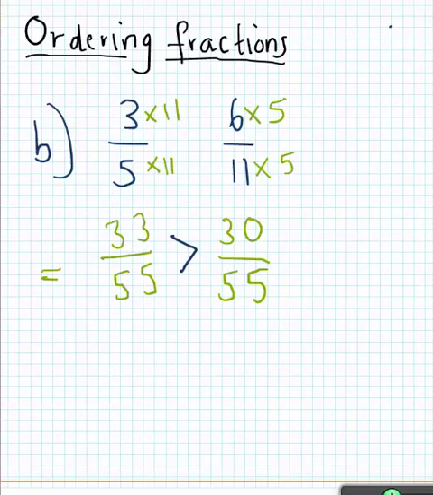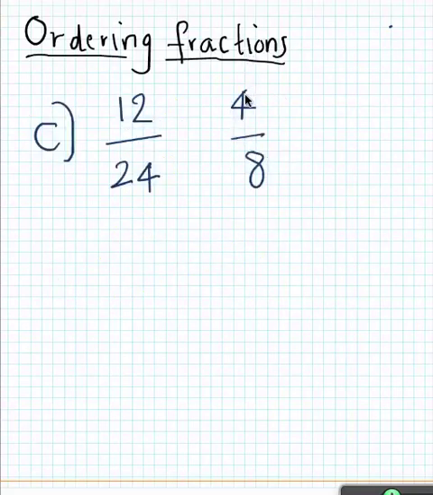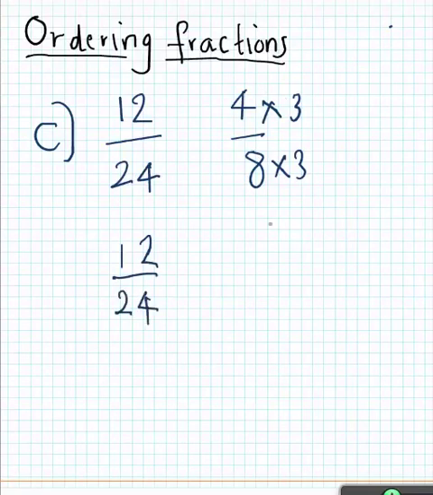Now, if we have a look at these two fractions, once again, we have to order them, and we need them to have the same denominator. To do this, we don't have to simplify. I can easily change my 8 into a 24 by multiplying it by 3. What you do to the bottom, you must do to the top, times by 3. So my new fraction, this fraction stays the same. I've got 12 out of 24, and 4 times 3 is 12, and 8 times 3 is 24.